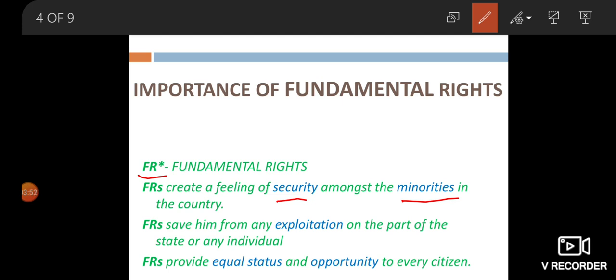Then fundamental rights save a person from any exploitation. These fundamental rights also help a person to protect themselves from exploitation. Then fundamental rights provide equal status and opportunity to every citizen.